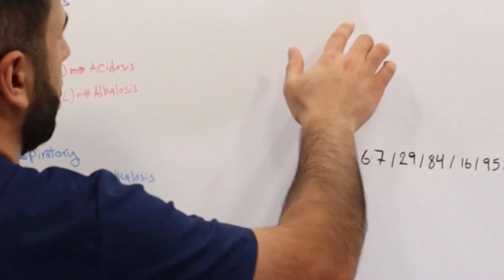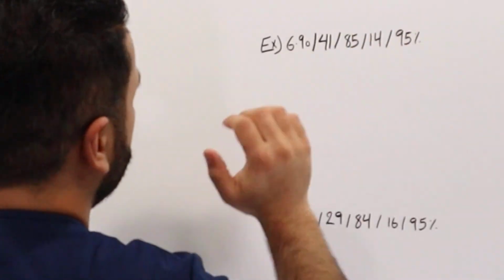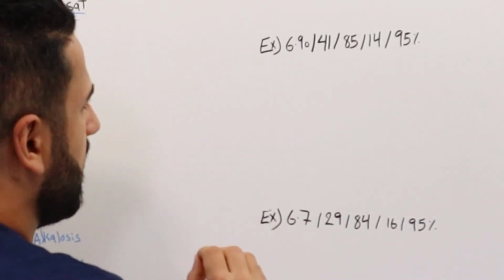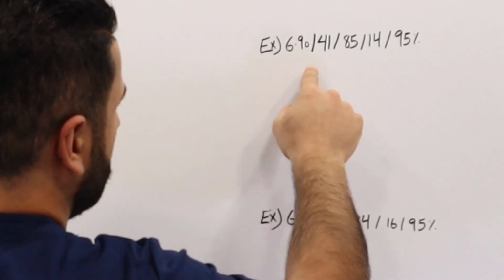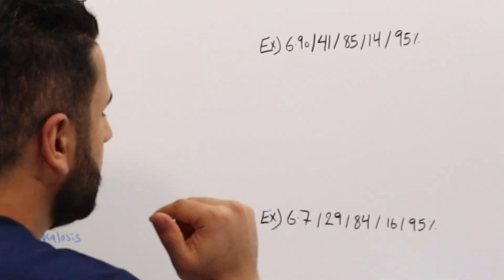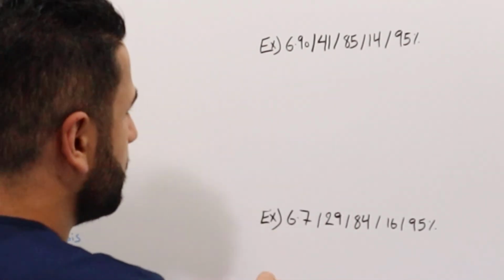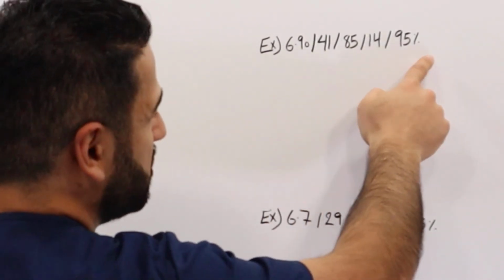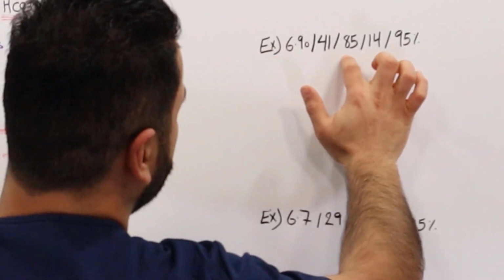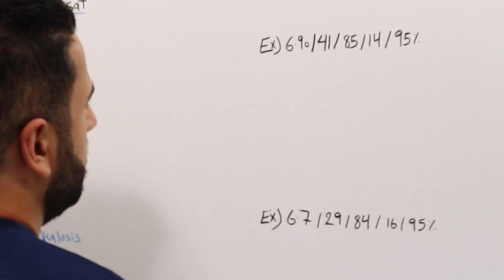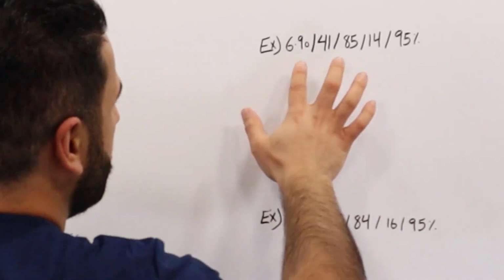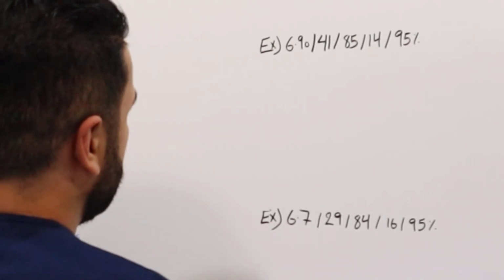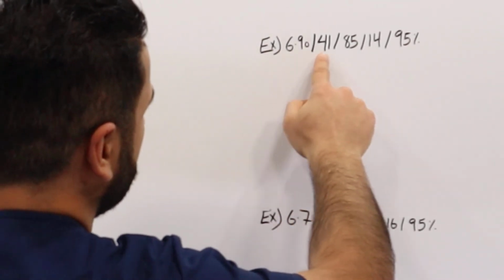So here in example number one, I do have five numbers. And this is why it's really important to keep in mind how the ABG is listed. If you can keep in mind the order of it, like the pH, PCO2, PO2, HCO3, and then O2 saturation, it's going to be easy for you to know which number belongs to where. Because on an exam or a quiz, you may only have these numbers. And if you don't remember how the ABG is listed, you're probably going to make a mistake by interpreting this incorrectly.